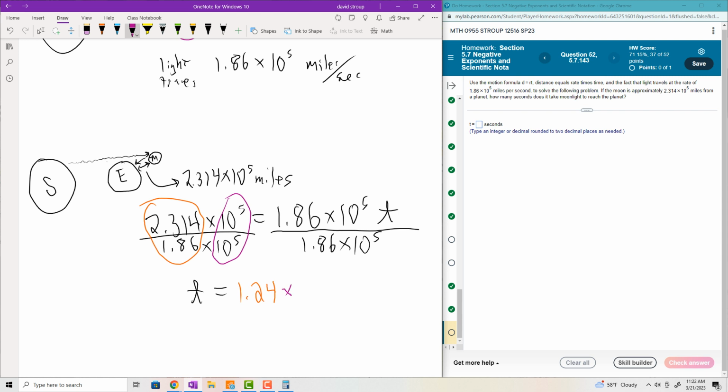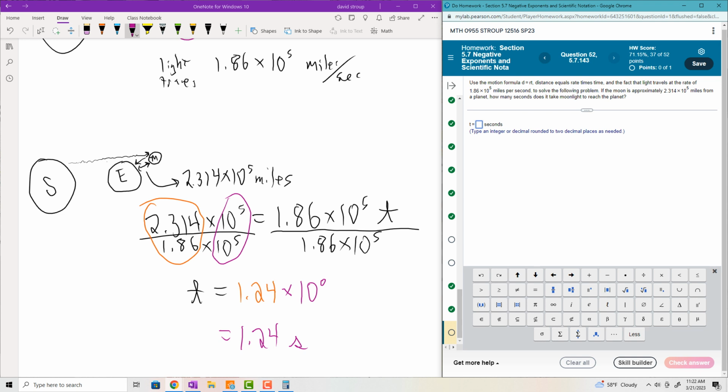So that would just be 10 to the zeroth. 5 minus 5 is 0. 10 to the zeroth is 1. So it's just 1.24 seconds. Okay, that makes sense. The light travels very fast. 1.24 seconds.